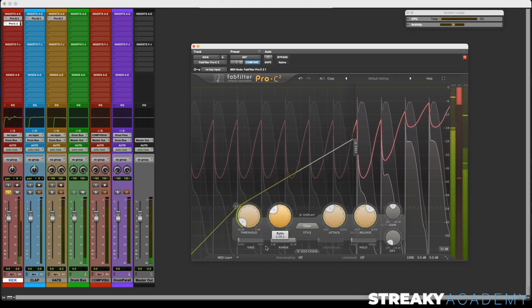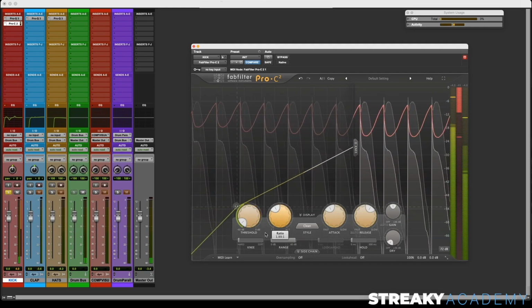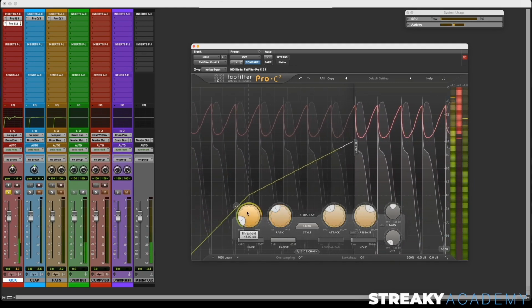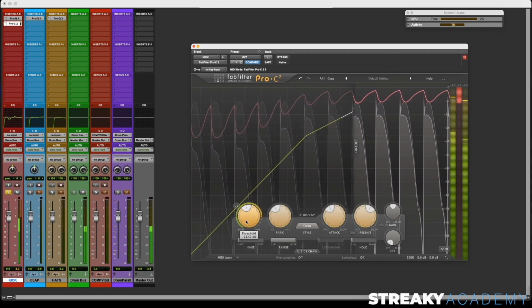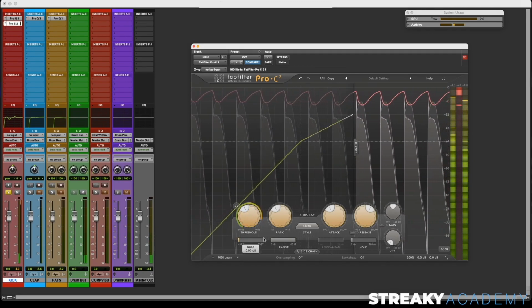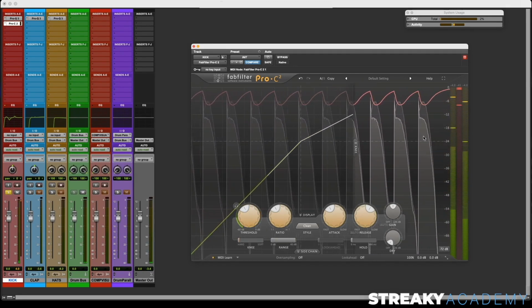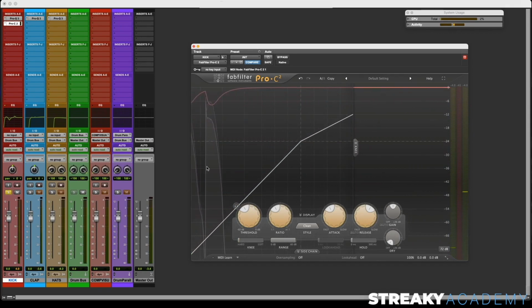Let's move it back to 2:1, just so we understand that all we are doing is halving the volume breached from that threshold, and lift the threshold a bit more, just so we can see exactly what it is that we are dealing with. So as you can see, all of this area here of the kick drums is being compressed, anything below is uncompressed. Next, we need to move on to the attack and the release.